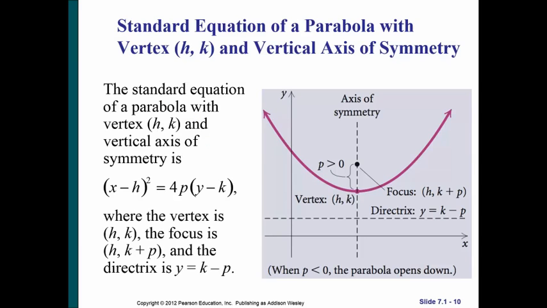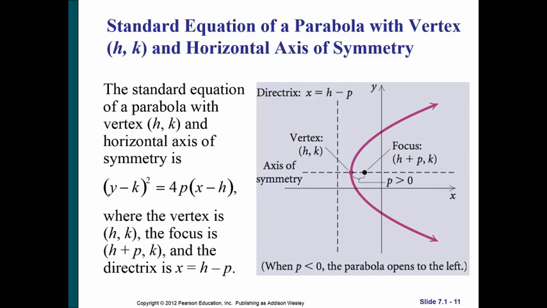If we move the vertex off of the point 0, 0, h is a horizontal shift, left, right. K is your vertical shift, up and down. And this is how they're incorporated into the equation. Remember our original equation when we did this was x squared equals 4py. If you look at the point 0, 0, if h is 0 and k is 0, it gets you right back to the original equation. But if they're not 0, you have to put in minus h and a minus k.